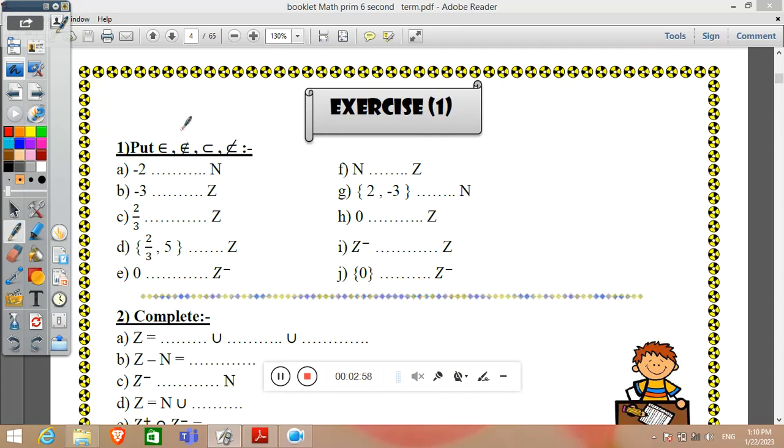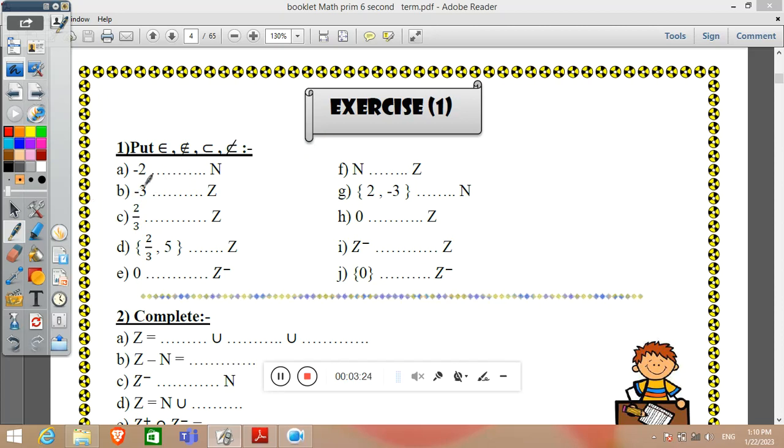Put belongs to, doesn't belong to, subset and not subset. So -2 is a number in the natural numbers? No, it's not. So we use doesn't belong to or is not subset of. The -2 is a number, it's not a set. So we use the doesn't belong. The next.